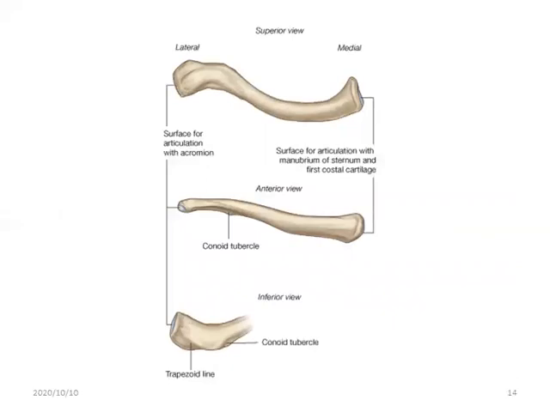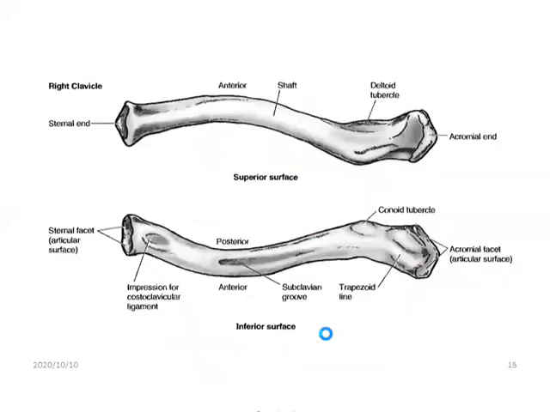This bone is called the clavicle, which is an S shape. This is the lateral side. This is the medial side, which is of triangular shape, and the lateral side is of flat shape. The lateral side articulates with the acromion, while the medial side articulates with the manubrium of the sternum. This is the conoid tubercle, and this is the trapezoid line, where the trapezius muscle attaches.